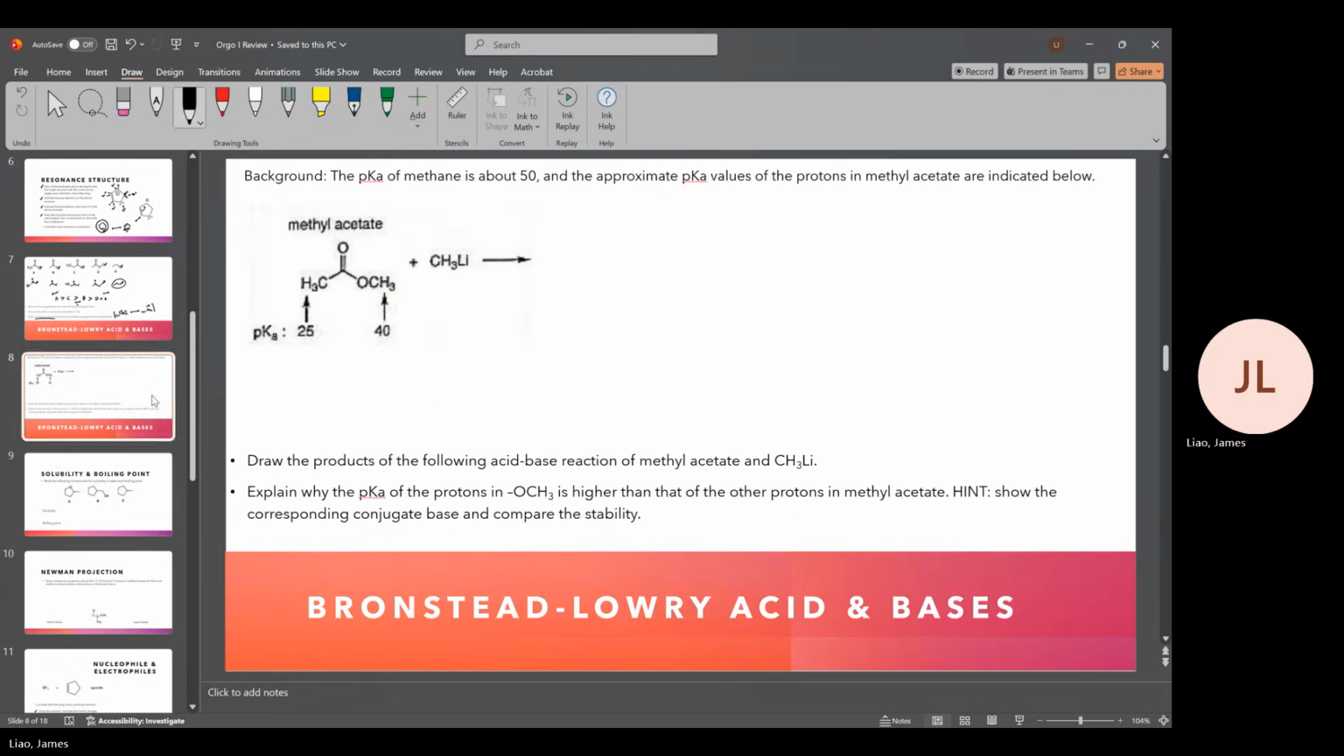Okay, next one. The next question is talking about the pKa of methane and methyl acetate. The pKa of methane is about 50, and these are the approximate pKa values of methyl acetate. We have a pKa of 25 over here, and a pKa of 40 over here. Combining with CH3Li, which is lithium bonded to a methyl group, we need to first draw the products of the acid-base reaction, and then explain why and how. So, what's the product of the acid-base reaction of methyl acetate and CH3Li?